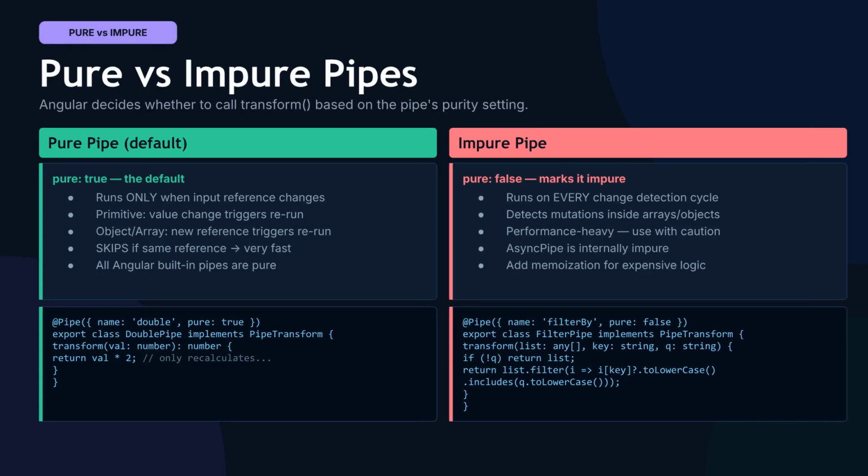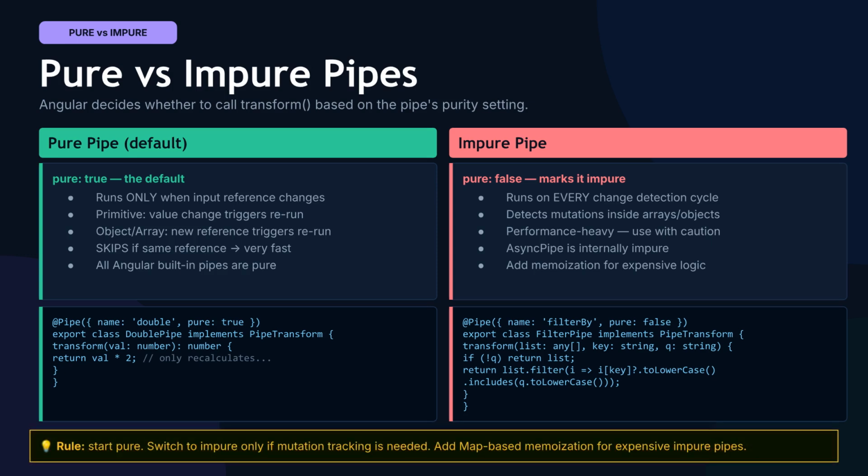Pipes are pure by default, running only when the input reference changes. Impure pipes, marked with pure: false, run on every change detection cycle, detecting internal mutations but being performance heavy. Use memoization for expensive impure logic to mitigate performance issues. The rule is to start pure and switch to impure only if mutation tracking is essential.